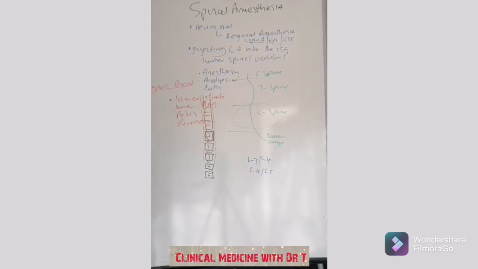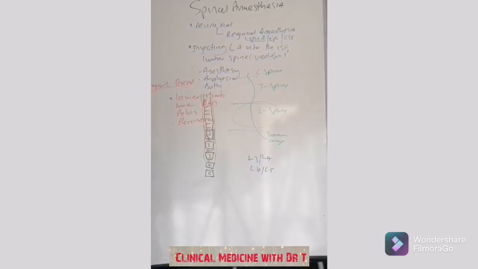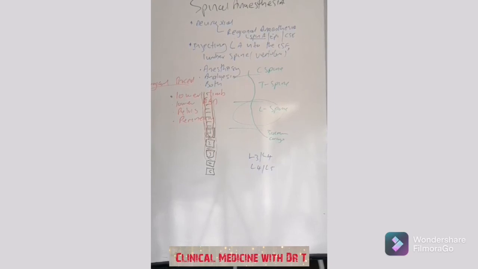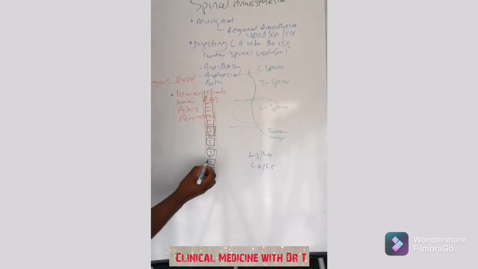What we always try to do is to target L3 and L4. The space between L3 and L4 is this space. The space between L4 and L5 is this space. This space is deemed or is known to be safe to inject your local anesthetic, right?